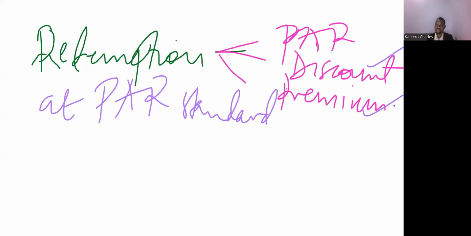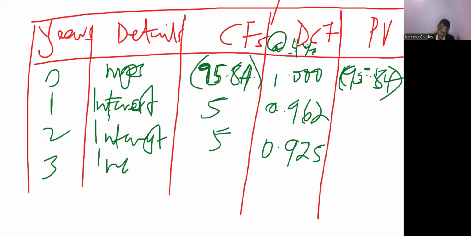In the second year, we are also receiving the same interest, 5. So the discount factor is 0.925. In the third year, they have told us it is redeemable in the third year. In the third year, we are receiving 2 items. We first receive the interest of 5, with the discount factor of 0.889 in the third year.